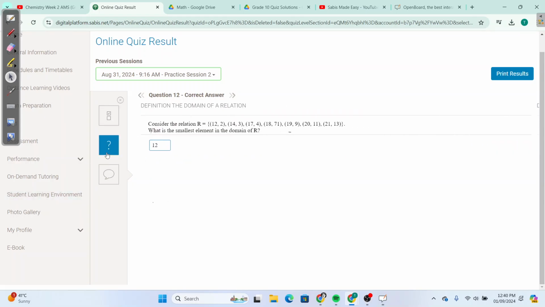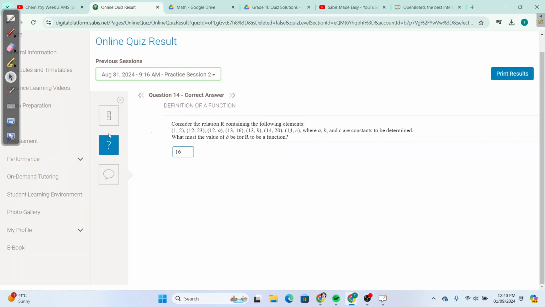Question 12. Consider the relation R, which is one of the questions where you use the note I gave you in terms of the coordinates. The domain is the x value, as I said, and as you can see, this is ordered in increasing order. So the first one is 12, which is the smallest. You can just check the other x values. You'll find that 12 is the smallest, so it's 12. This is the y value. This is the range. So this one isn't ordered. It's ordered by the domain. The range values are not ordered. So it's 12, 13, 14, 17, 19, 11, and 10. 10 is the smallest value, so I write 10 here.